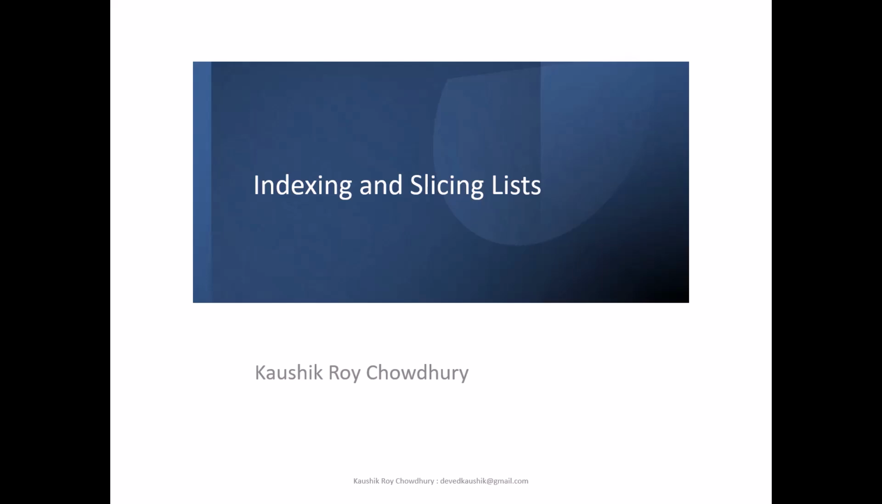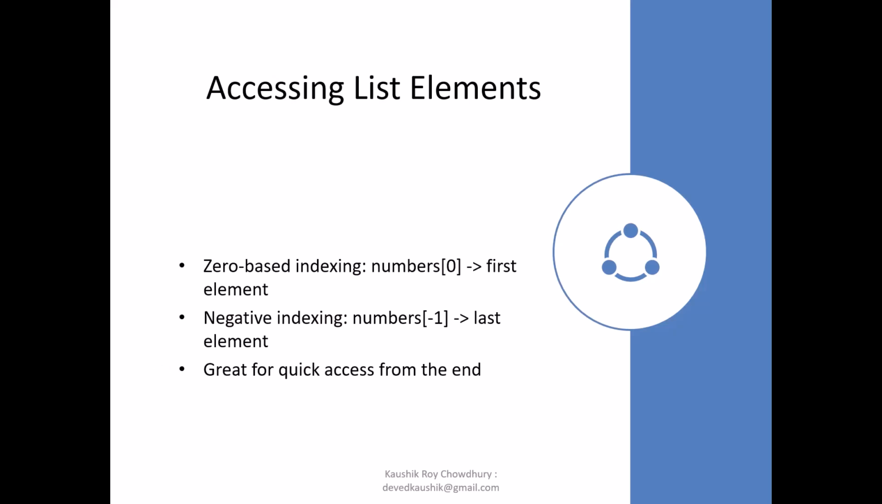Indexing allows us to pinpoint a single element either from the start or the end of the list using negative indexes or indices. Slicing lets us extract sublists, step through elements, or even reverse an entire list with concise syntax. Let's move over to the next slide.